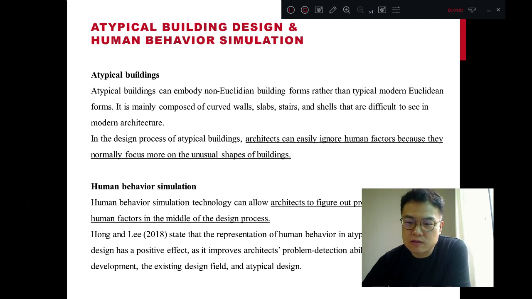In previous research, we already faced the problem in the process of atypical building design, but human behavior simulation is very effective for atypical design, because in the middle of the design process, the architect can visually figure out the performance of the human factor of their designed buildings.